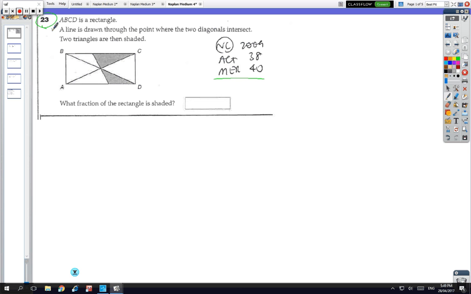Okay, with this one we're just looking at the symmetry. So this shape here is going to be the same as that shape there. So that shape is now going to be shaded in. And these lines are going to cut the rectangle into four sections, and each of the sections is going to be the same. So when I shade that in, what fraction is shaded? The answer is a quarter. Okay, moving along. Next one.